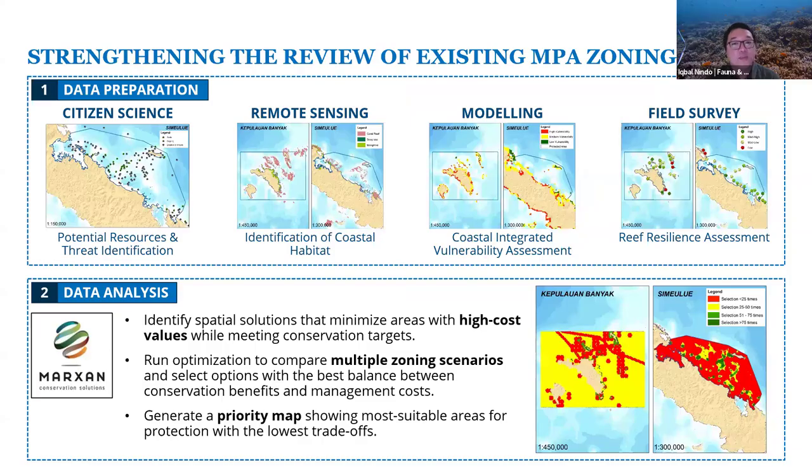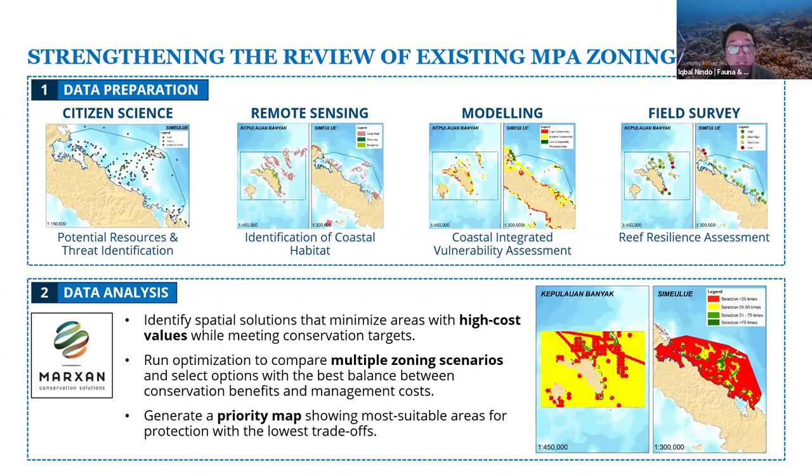So to enrich the information used in the zoning review, we relied on four main data sources. First, we use citizen science. Through this approach, we collected sightings of ETP species such as turtles, dolphins, and whales, as well as reports of violations and local fishing grounds from community members. We also incorporated data from local universities who are working in these sites.